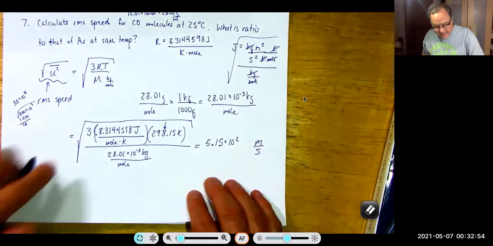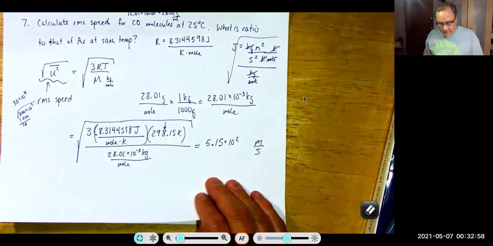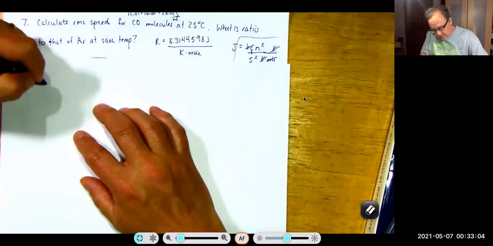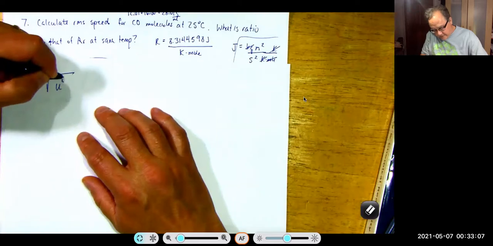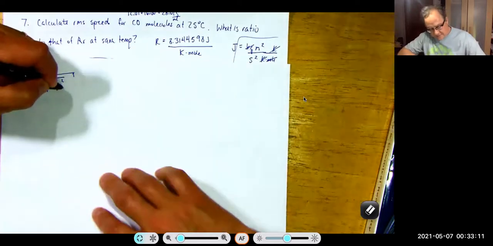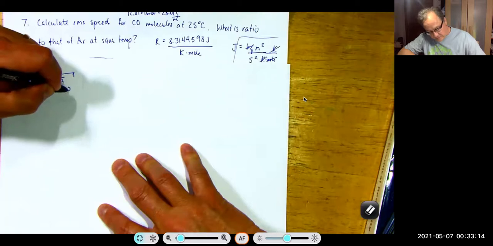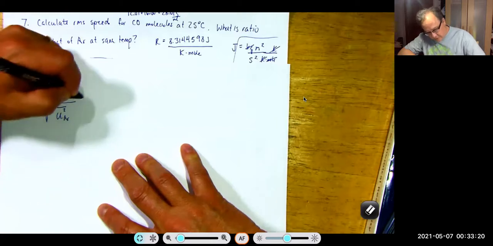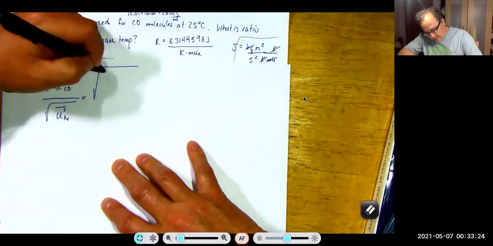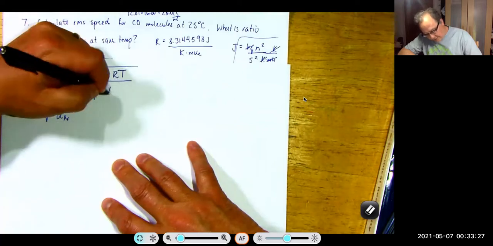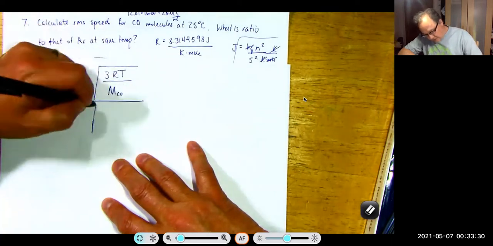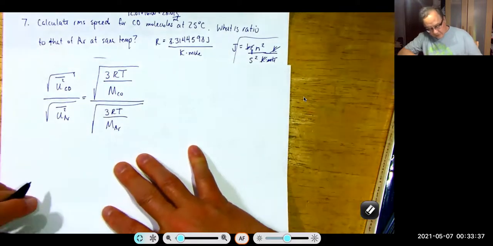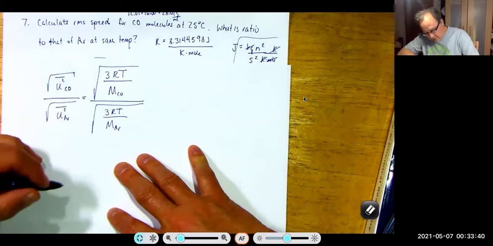Now, what is the ratio of that to argon at the same temp? Well, to do that, I'm going to pull out another piece of paper here. And we're going to say that the root mean square speed for CO2 at the same temp compared to the root mean square speed of argon is going to equal the square root of 3RT over the molar mass of CO2 divided by the square root of 3RT over the molar mass of argon. So we want this ratio right here.